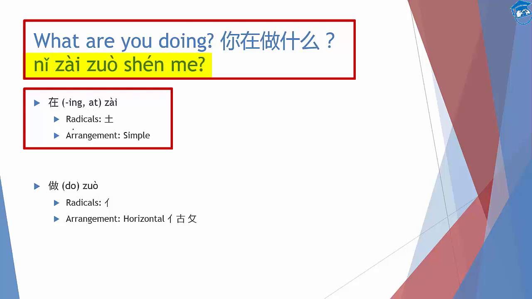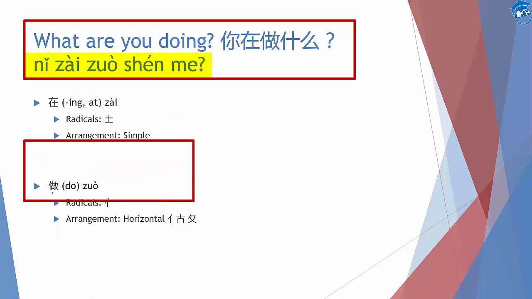Okay, the radical is this one, the one at the bottom. The arrangement is simple, and now I'll show you how I write it. 1, 2, 3, 4, 5, 6. 在.